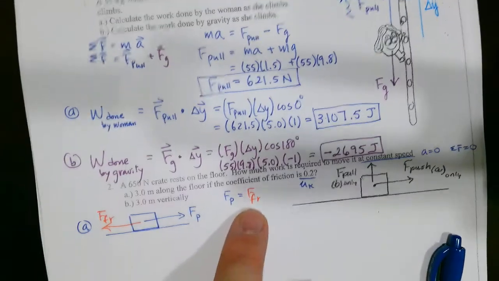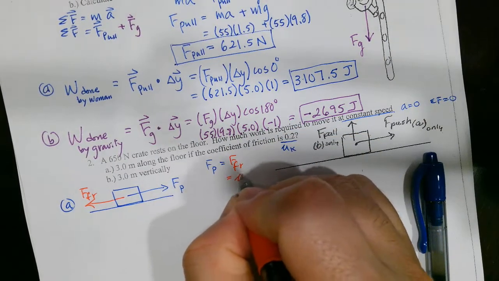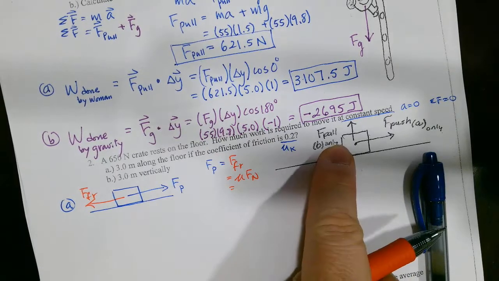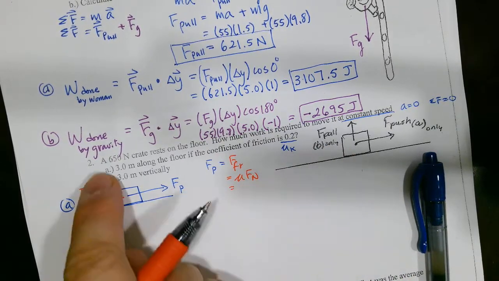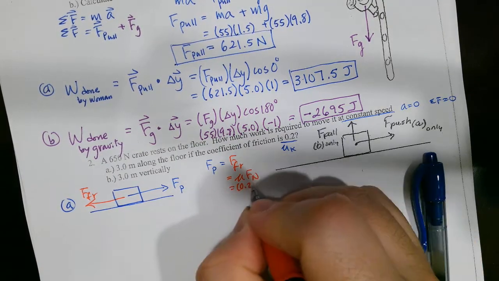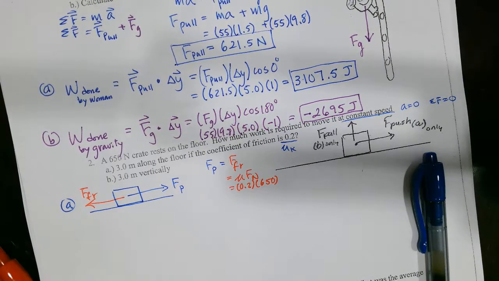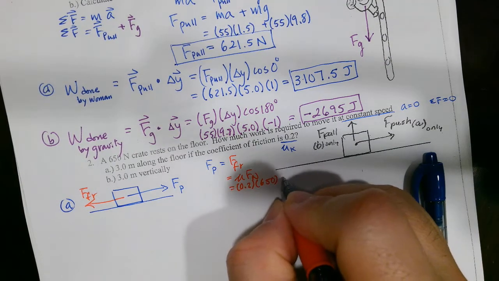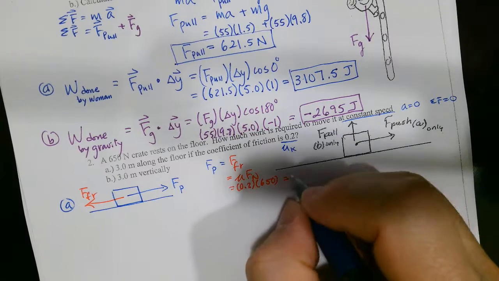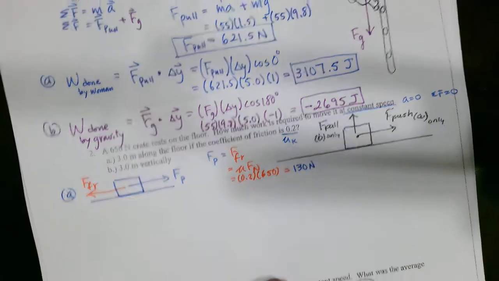Now, I'm not going to do this whole thing here because it's kind of obvious. So what is my F friction? F friction is mu times F normal. And since there's no other vertical force, my F normal is the weight, which is 650. So 0.2 times 650. So what's my F push in this case? That is equal to 130 newtons.